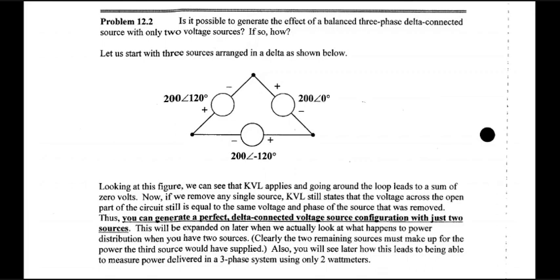Okay. Now, if we remove any single source, KVL still states that the voltage across the open part of the circuit is equal to the same voltage and phase of the source that was removed. So basically what they are saying is that even if one source is broken, you can still generate delta connected voltage with only two sources.